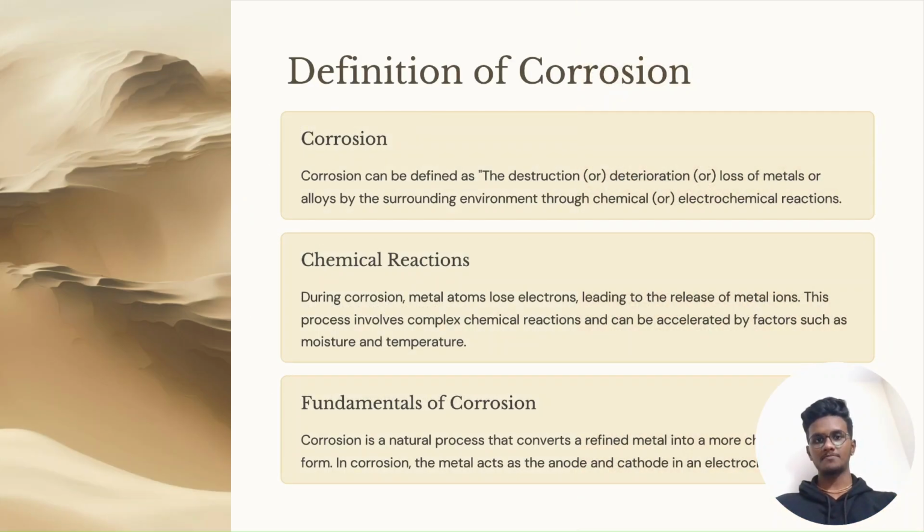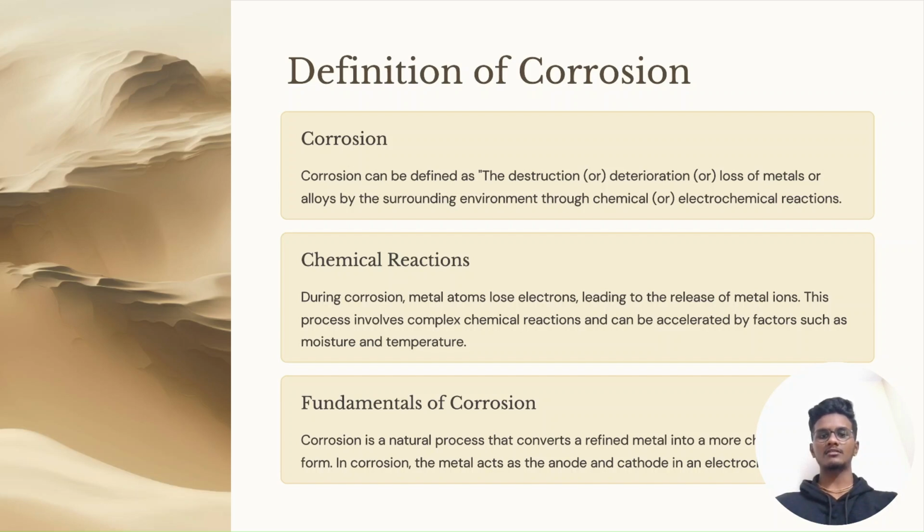Definition of corrosion. Corrosion can be defined as the destruction or deterioration or loss of metal or alloy by the surrounding environment through chemical or electrochemical reaction. What happens in corrosion in a chemical reaction? During corrosion, metal atoms lose electrons, leading to the release of metal ions. This process involves complex chemical reactions and can be accelerated by factors such as moisture and temperature.